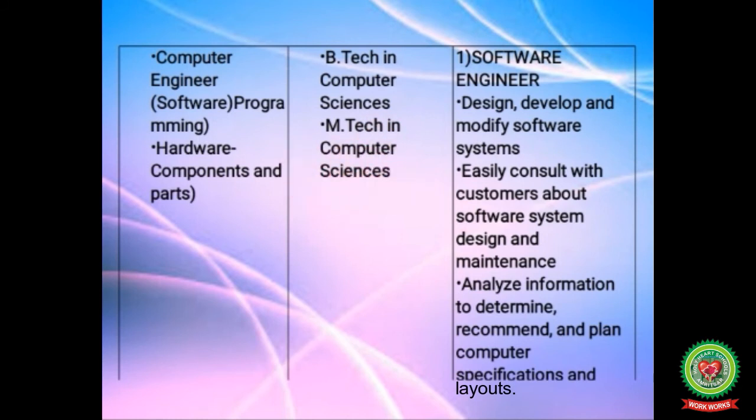Now, as a software engineer, you can write, I can design, develop and modify software system. So your first task is to design, develop and modify software system. Sometimes the software is designed according to the requirement of the customer. So you can write down here, I can easily consult with customer about software system, design and maintenance. You can also write, I am well versed in analyzing information to determine, recommend and plan computer specification and layout.